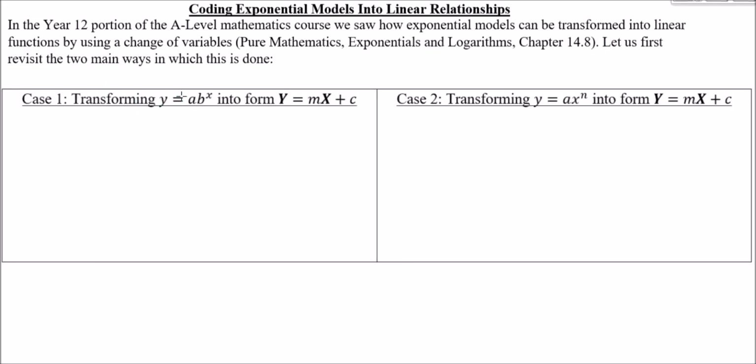One common exponential model is y equals ab to the power x. How do we get this into the form y equals mx plus c? And y equals mx plus c is, of course, as you know, the general equation of any straight line. So what we can do here is rewrite y equals ab to the power x and take logs of both sides.